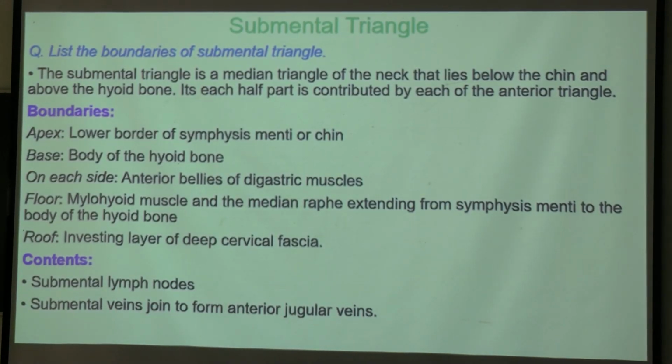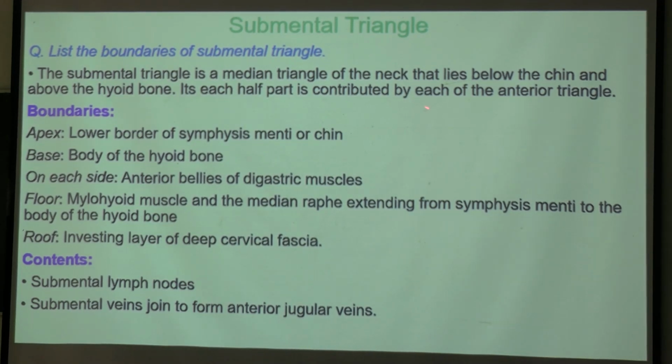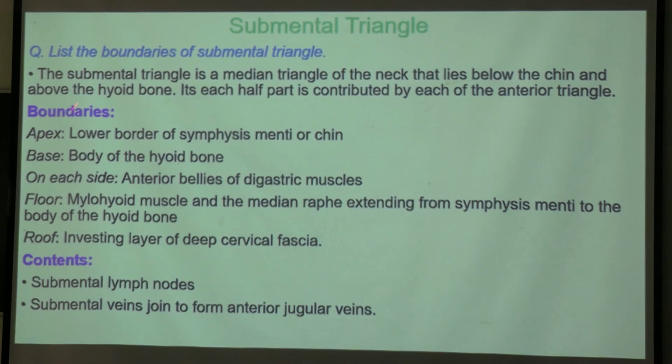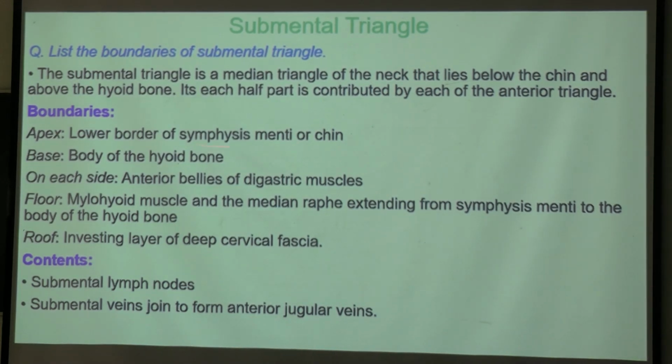So first we are going to the submental triangle. The submental triangle is the median triangle of the neck that lies below the chin and above the hyoid bone, and each half is contributed by each side of the anterior triangle. These are the boundaries. The apex is directed above, at the lower border of the symphysis menti or chin. The base is by the body of the hyoid bone, and on each side are the anterior bellies of digastric muscles. Okay, you remember that picture? The floor is formed by the mylohyoid muscle and the median raphe extending from the symphysis menti to the body of the hyoid bone. And the roof is formed by the investing layer of deep cervical fascia.